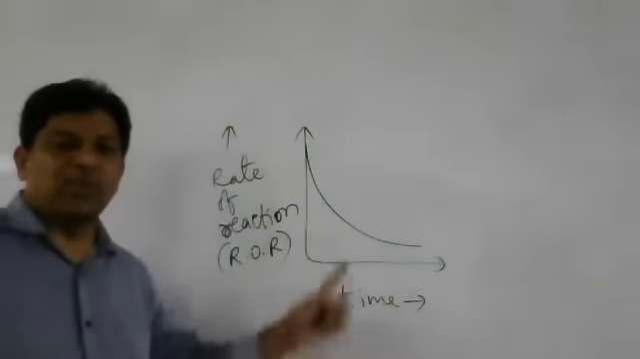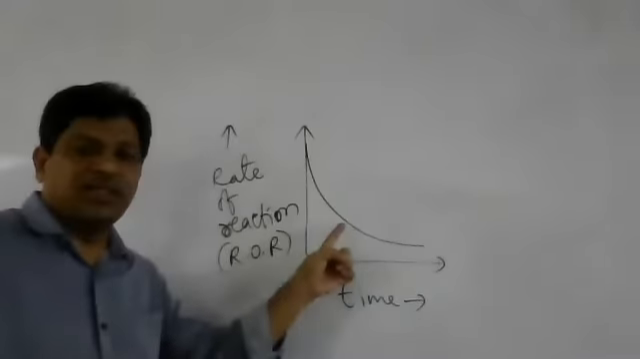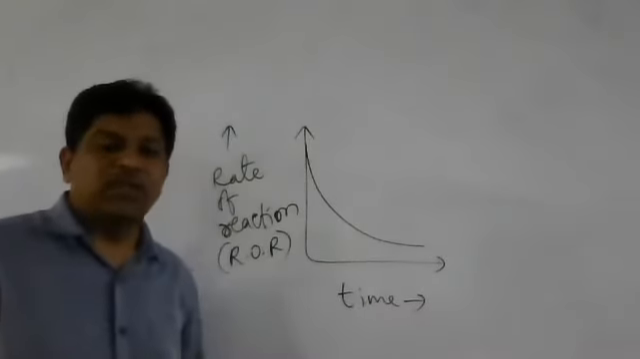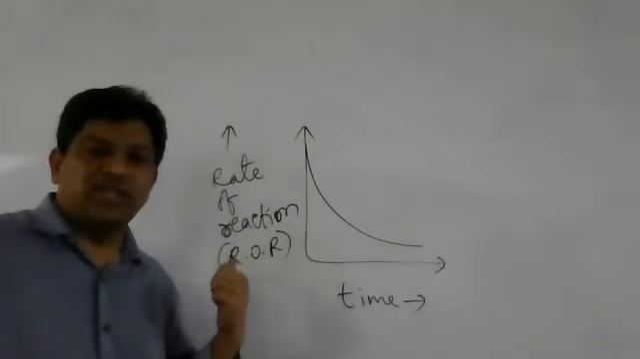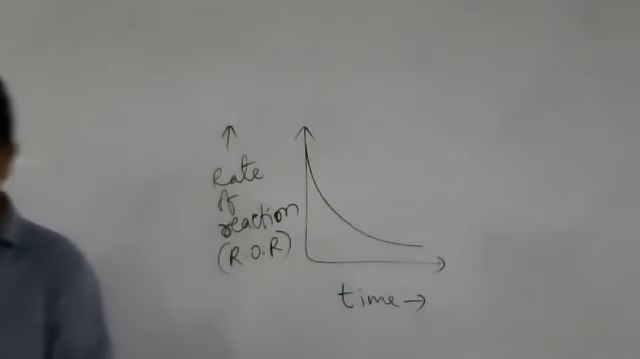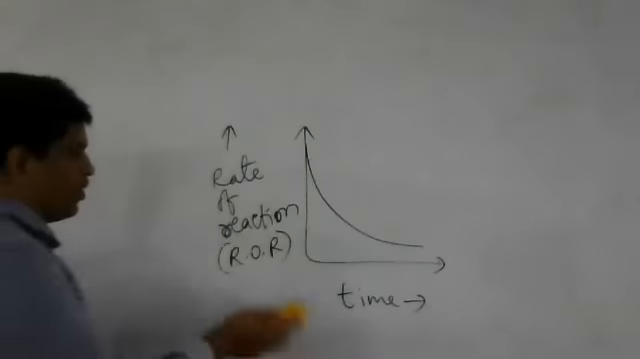So this hyperbolic curve represents the decrease in the rate of reaction, the speed of reaction, with time. So it's about the rate of reaction versus time, generally. Okay, so these are the important graphs related to average rate, instantaneous rate, and rate of reaction versus time. Is that clear now?